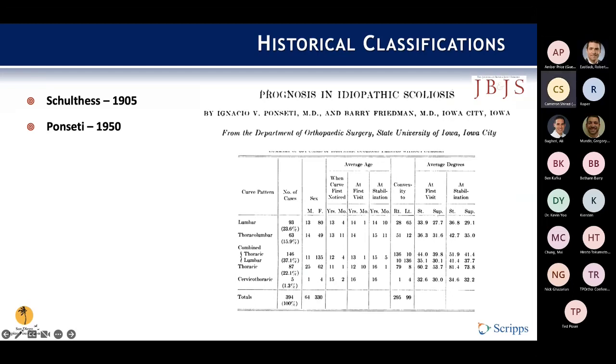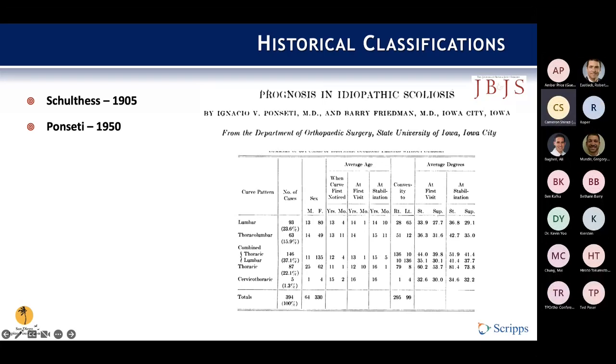Lumbar and combined double primary, and that remained until the 1950s when Ponseti retrospectively looked at close to 400-ish cases of idiopathic scoliosis, and then trying to change that. Ponseti looked at 5 curve patterns, which corresponded closely with what Schulthess had previously described, and then he described which were most likely to progress, the most common age, onset, and descriptive characteristics. So that's kind of the first crack at it.